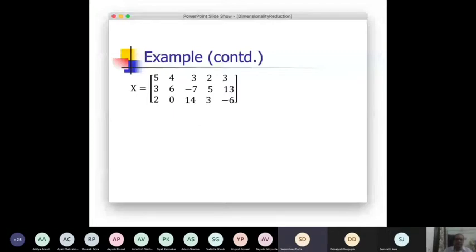Right. So every column is a three-dimensional column, and they are the data points. We have 5 data points, so we have 5 columns. This means the dimension of the matrix would be the dimension of the data point, which is 3 here, cross the number of data points, which is 5 here.